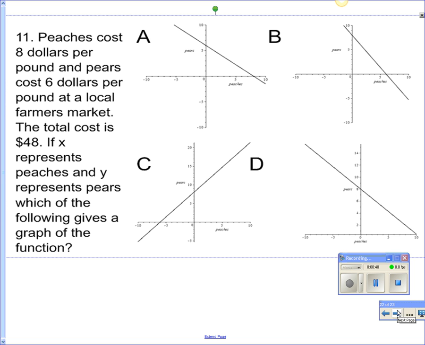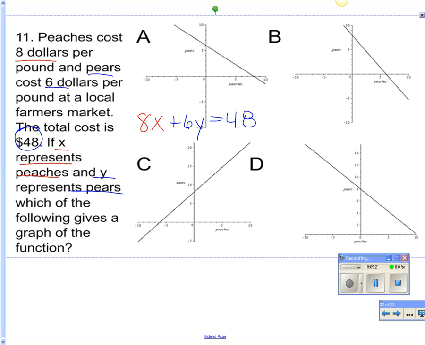All right, number 11. Peaches cost $8 a pound and pears cost $6 a pound at the local farmer's market. The total cost is $48. If x represents peaches and y represents pears, which of the following gives a graph of the function? So first off, x represents peaches. Well, they cost $8, so that would be 8x. And y represents pears, and pears cost 6, so that would be 6y. And my total is 48.